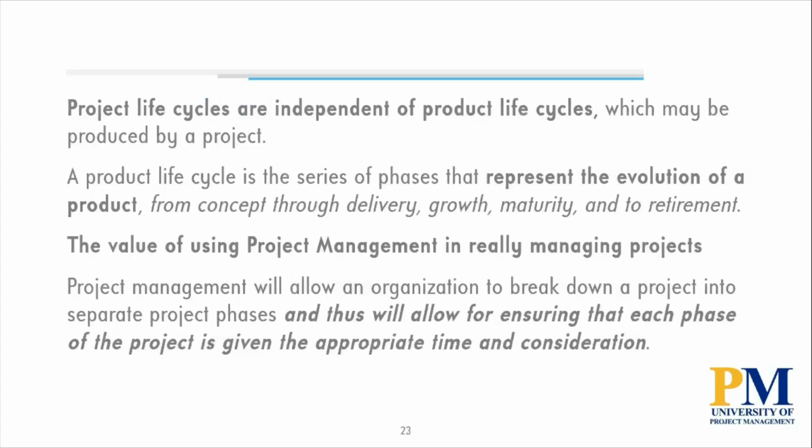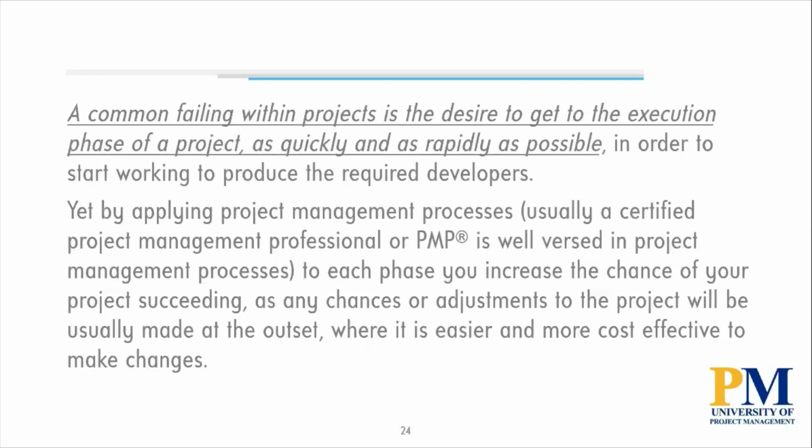Project life cycles are independent of product life cycles, which may be produced by a project. A product life cycle is the series of phases that represent the evolution of a product, from concept through delivery, growth, maturity to retirement. The value of using project management in really managing projects: project management will allow an organization to break down a project into separate project phases, and thus will allow for ensuring that each of the phases is given the appropriate time and consideration. We know that a common failing within projects is to get going as fast as possible rather than taking the time to do it properly.